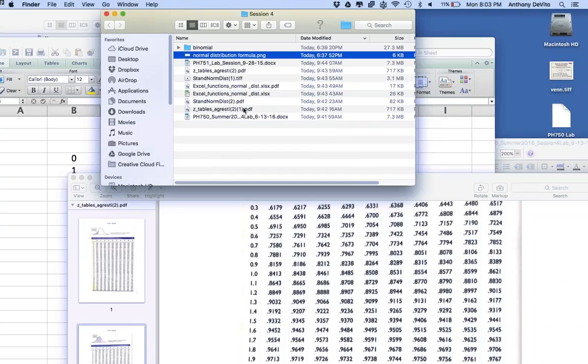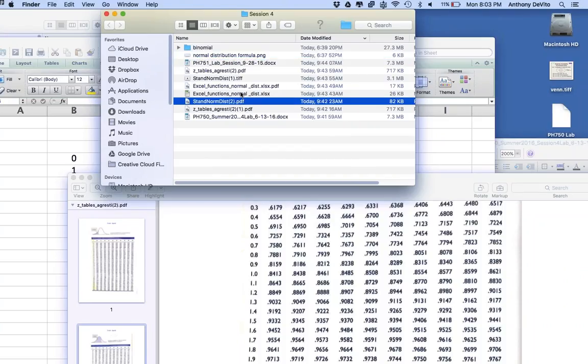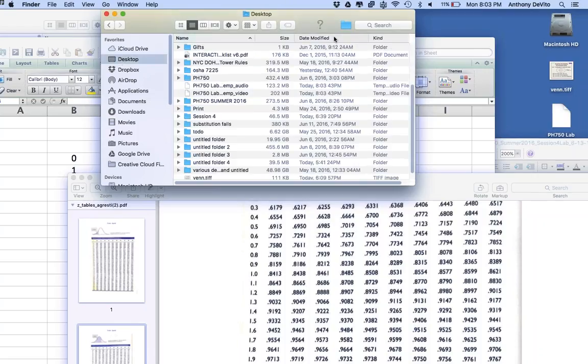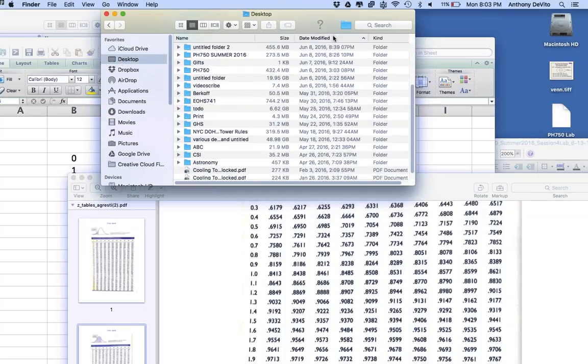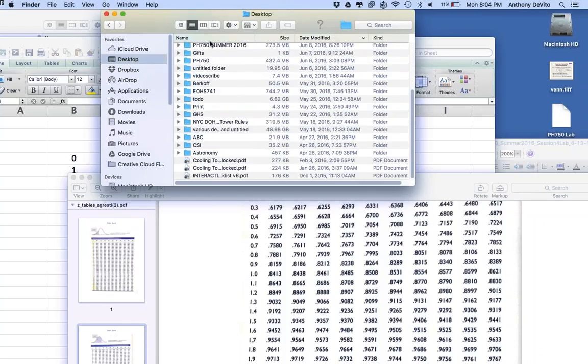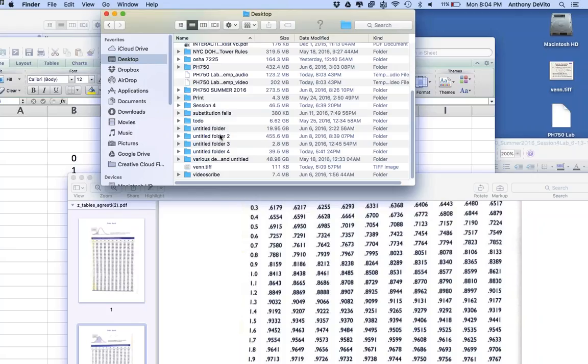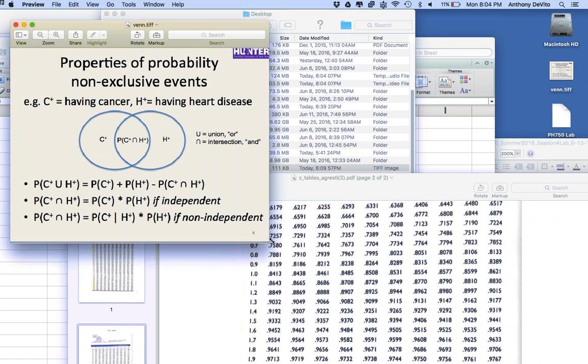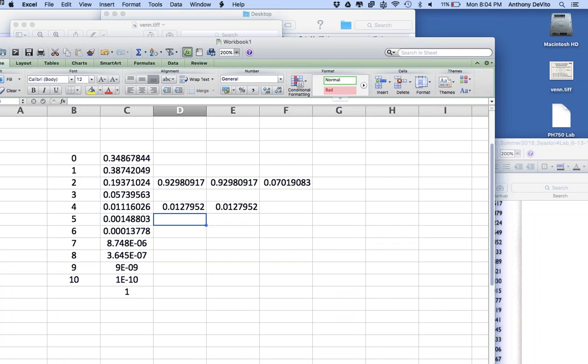Standard normal distribution tables. Where did I put it? It's on the desktop. I know where it is. Okay, date modified. Other way around. No, it should be there. I think it was that Venn diagram. There it is. Okay, remember this slide that we were just looking at before? I want to discuss this slide.